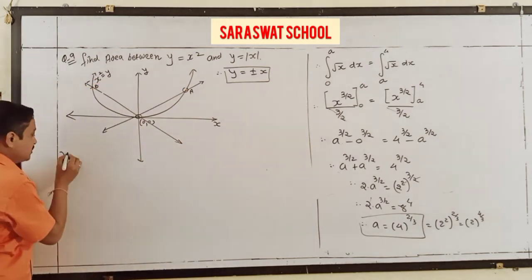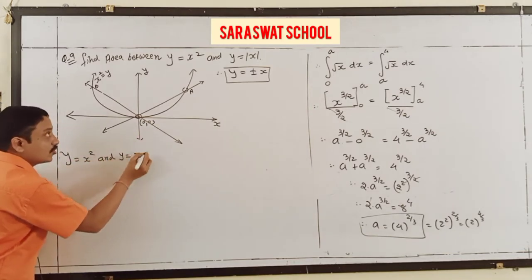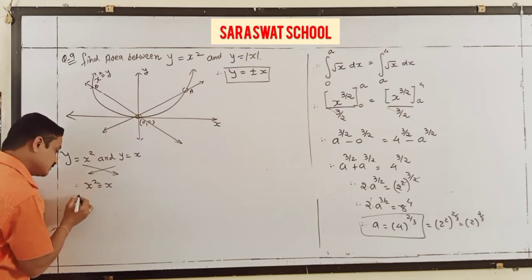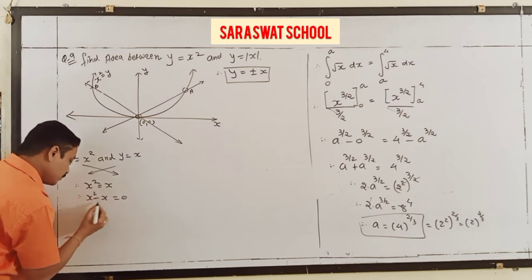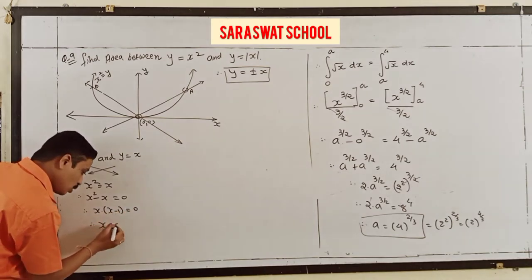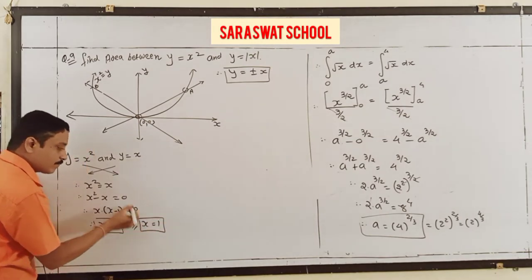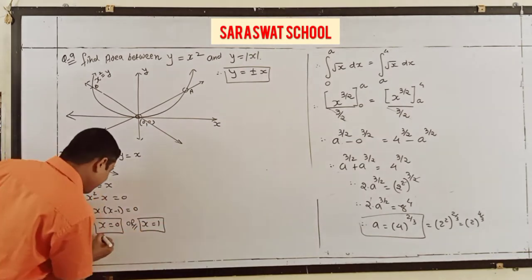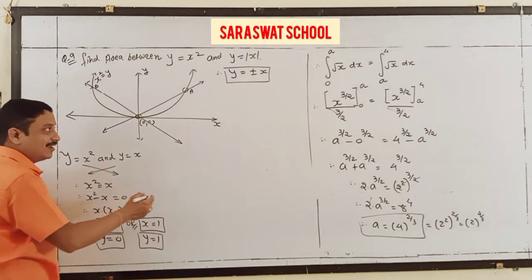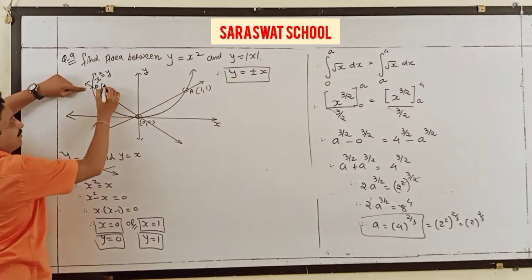So students, here y is equal to x square, and can I take y is equal to x? First case, compare both. So x square is equal to x, x square minus x is 0, x common, we get x is 0 or x is 1. In that case you easily get y is 0, y is 1. So this point is clear, it is 1 comma 1, this 0 comma 0. If you put minus x, then this is also clear, minus 1 comma 1.